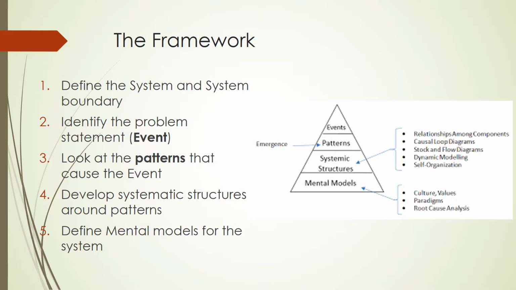For example, for attrition, the people might not be motivated enough to stay there. But then what is actually causing these low levels of motivation? That actually comes up by looking at the systemic structures, the causal loops, the stock and flow diagrams. These are out of scope of this presentation, but I would encourage you to look into them. And beyond that, the mental models frame the situation for the problem to happen.